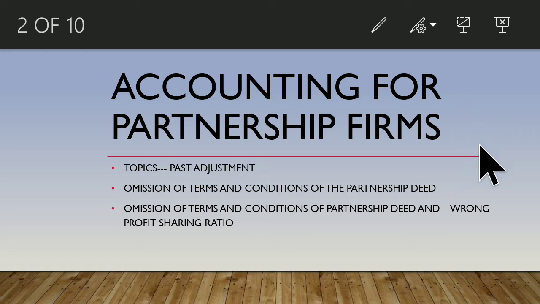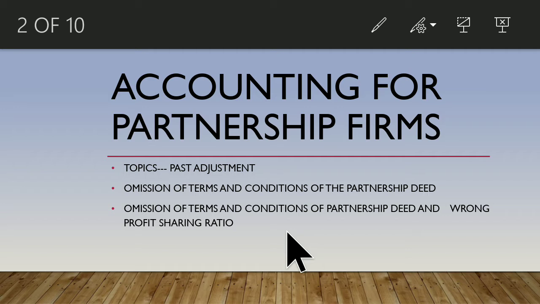So here in the first slide, you see I have classified the past adjustment into two broad categories. If you go through the questions and read them, you will find two types of mistake. One is omission of terms and conditions of the partnership deed, and the other is wrong profit sharing ratio. That means all the numericals related to partnership past adjustment broadly divide into two categories.